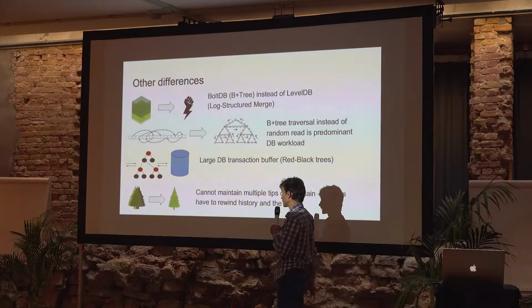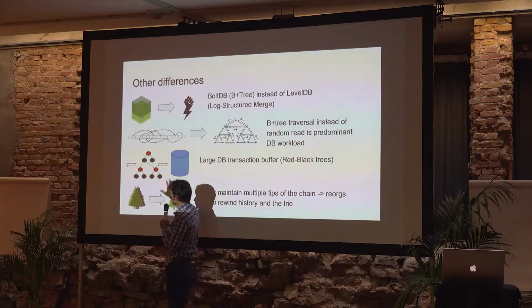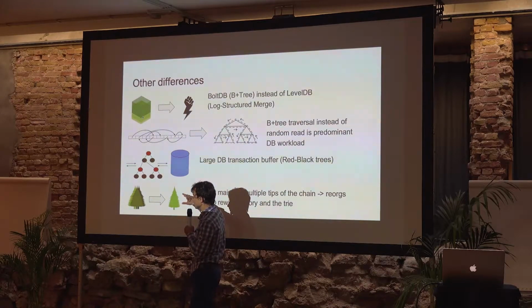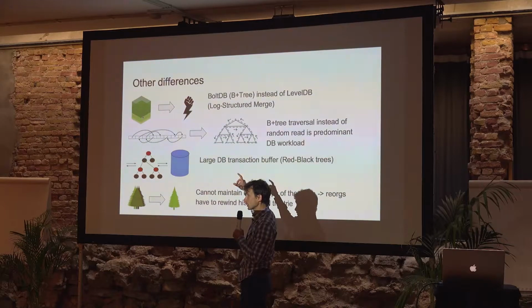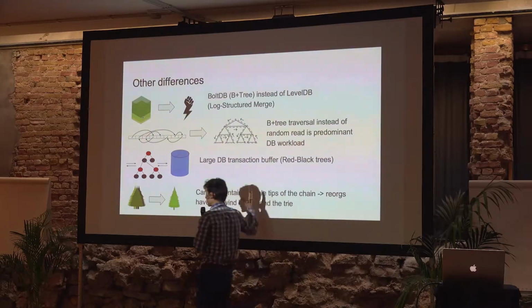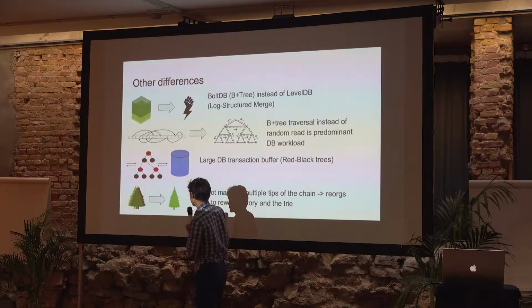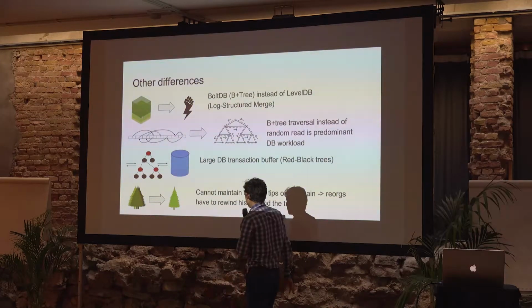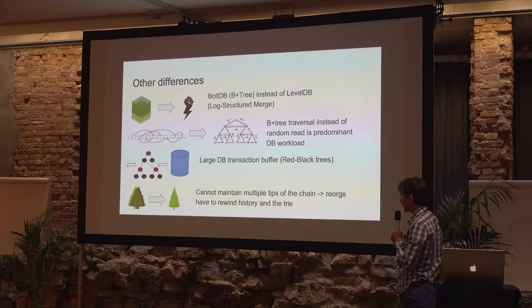I can simplify this. Essentially I had a problem: when I was batching up a lot of updates, it was very inefficient to batch them up in BoltDB's own buffer. I actually had to introduce my own buffer, and I just picked up a red-black tree implementation and did that. And as I said before, TurboGeth cannot maintain multiple tips of the chains.